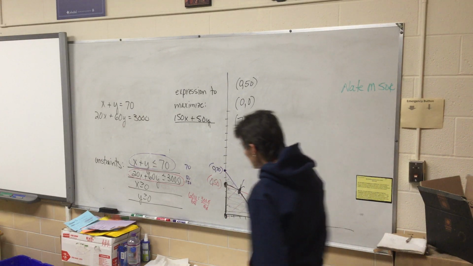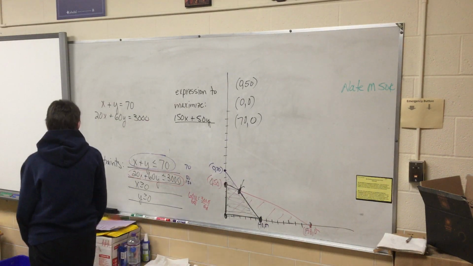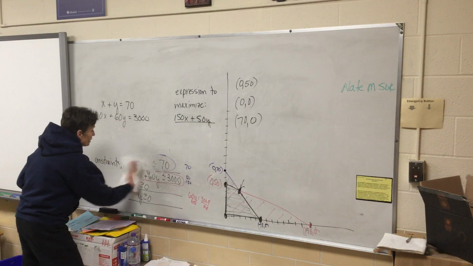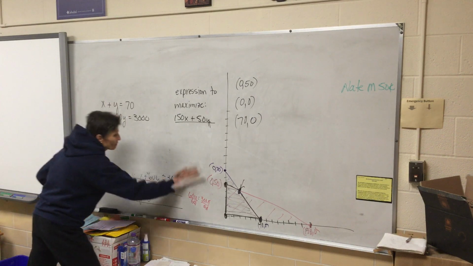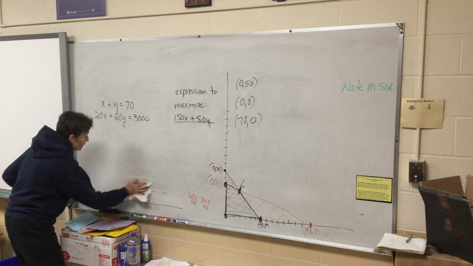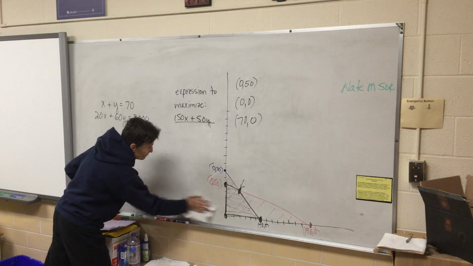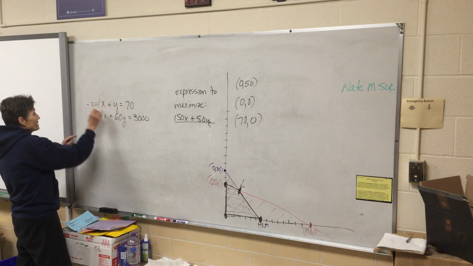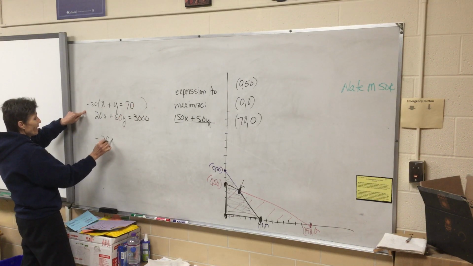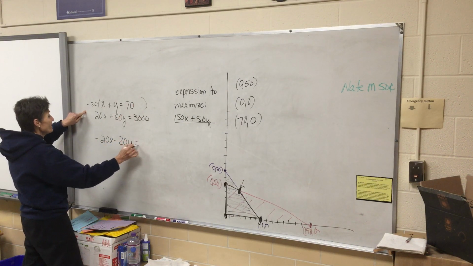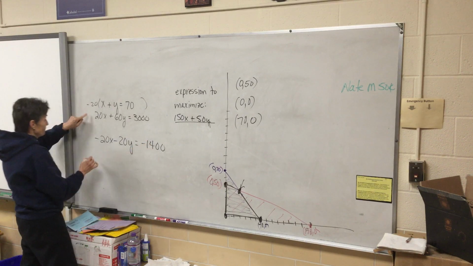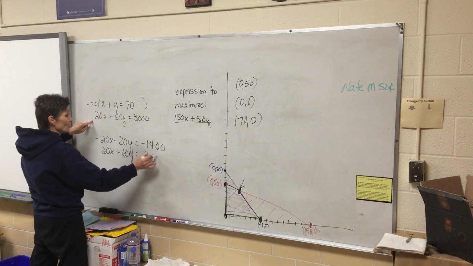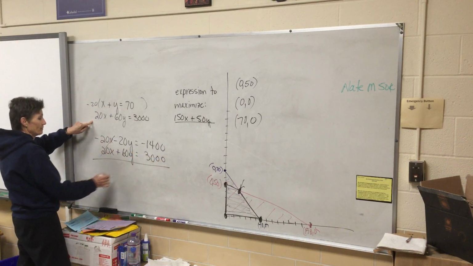Okay, now I'm going to use elimination. So I think I'll multiply the top row by negative 20, I guess. Negative 20 times this row. So I'm going to have negative 20x, negative 20y, and negative 1400. If substitution is easier for you, then do it with substitution.